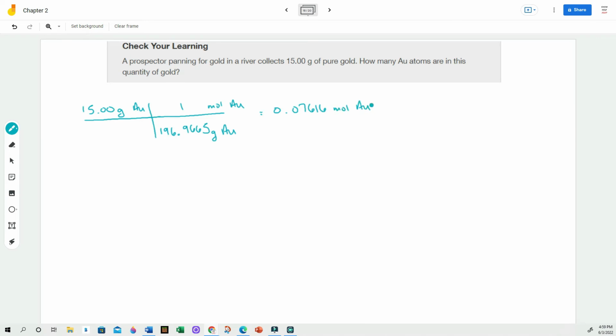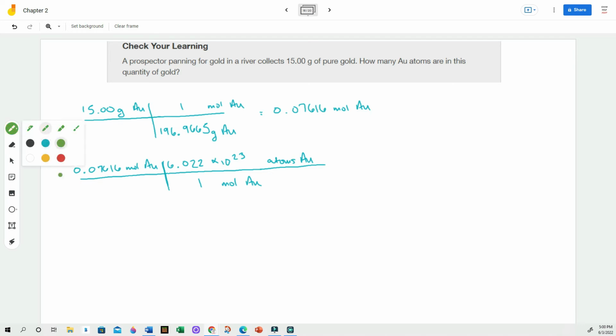But of course, I'm not finished yet because I need to go from moles of gold into atoms of gold. So taking that 0.07616 moles of gold, I need to convert it into atoms of gold. So units first, I want to make sure my moles cancel, and I am going to go to atoms of gold. And using Avogadro's number, that is going to be per 1 mole, and up here goes 6.022 times 10 to the 23rd atoms.